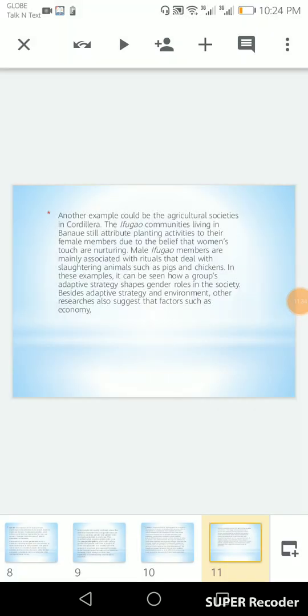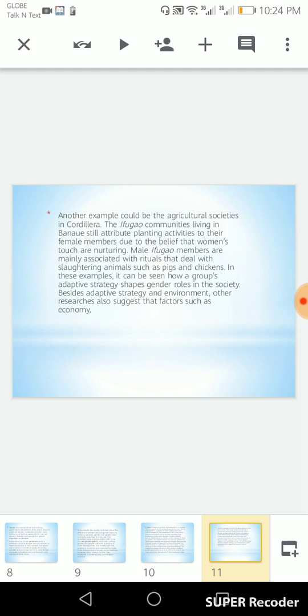Okay, another example could be the agricultural societies in Cordillera. Okay, the Ifugao communities living in Banawe still attribute planting activities to their female members due to the belief that women's touch is nurturing. So, ang mga babae daw dito sila tong nagapananom.